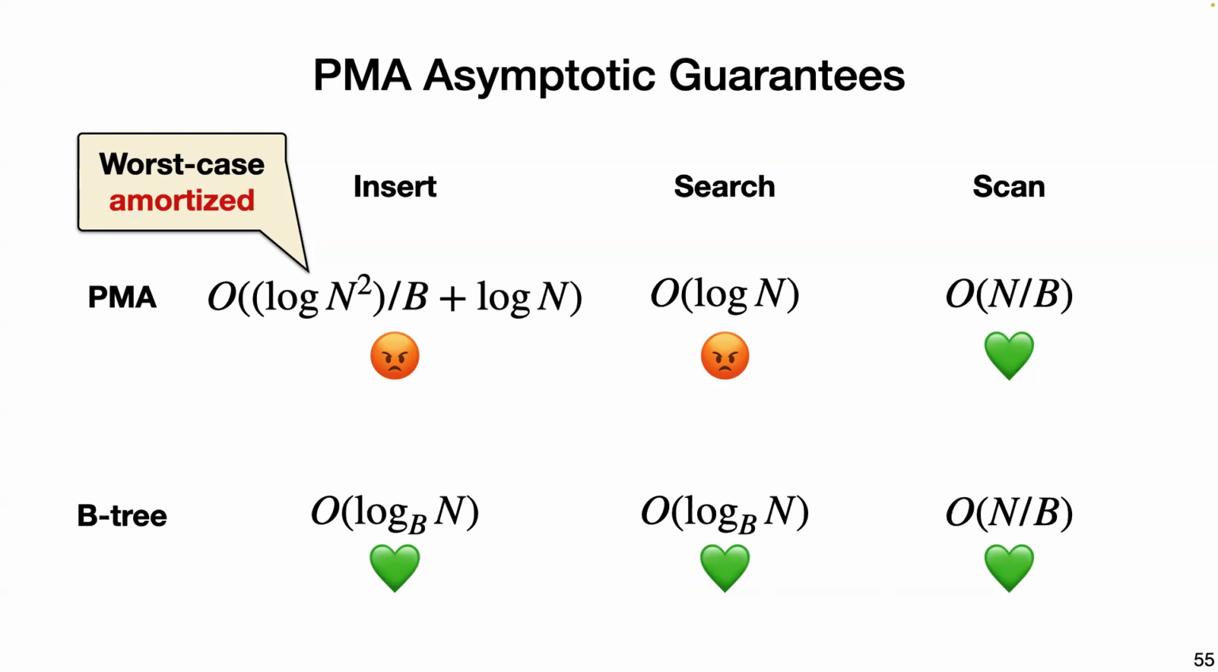And the way you get this is, trust me, this is how much it costs to search in a PMA. You have to do a search to find where you're going to put the element. And this is how many amortized element moves you have to do over the lifetime of the data structure.